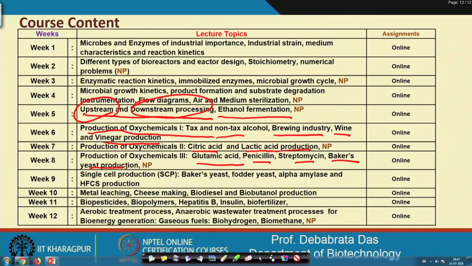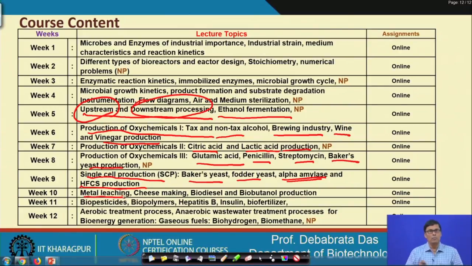So we shall give you glimpses of the different processes, and we shall discuss single cell protein production. As you know, single cell protein production is nothing but cell mass production, which comprises Baker's yeast and powdered yeast. We also discuss alpha amylase production and high fructose corn syrup production.